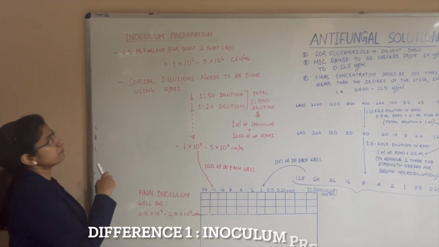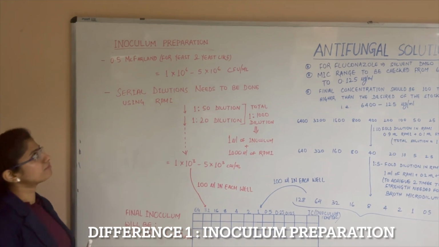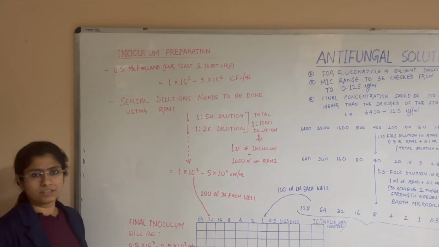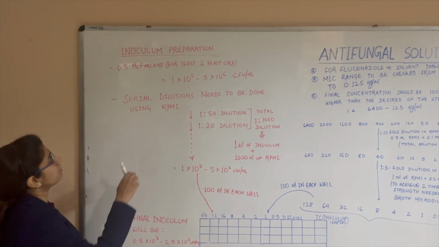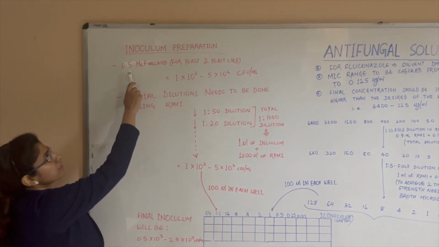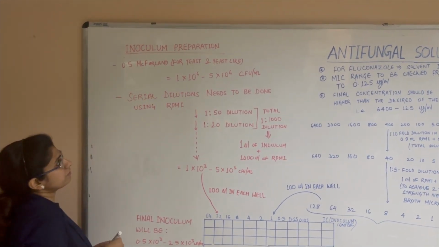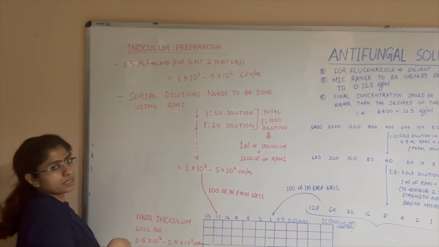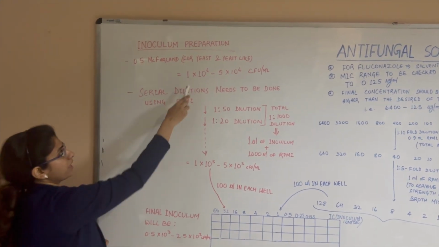For bacterial, we know that 0.5 McFarland is equivalent to 1.5 into 10 to the power 8 colony forming unit per ml. But for fungal, it is written here already. We can see that 0.5 McFarland for yeast and yeast-like organism is equal to 1 to 5 into 10 to the power 6 colony forming unit per ml.